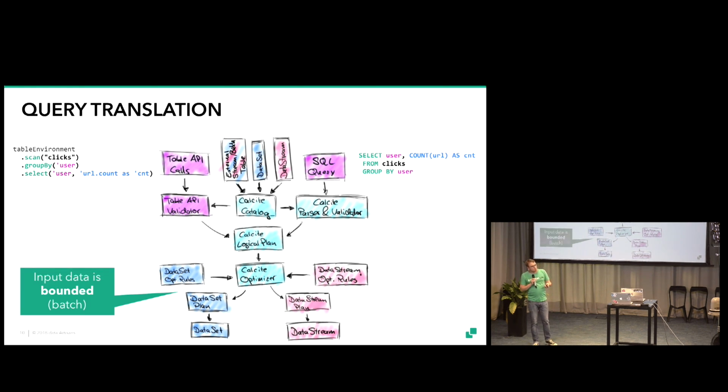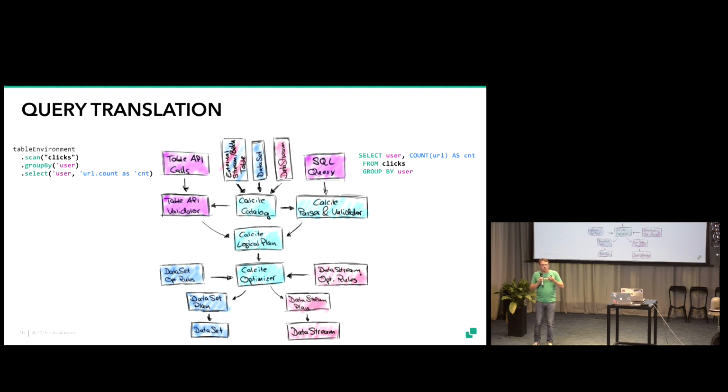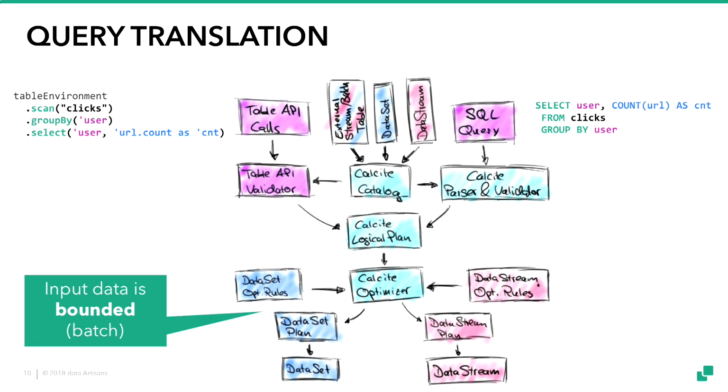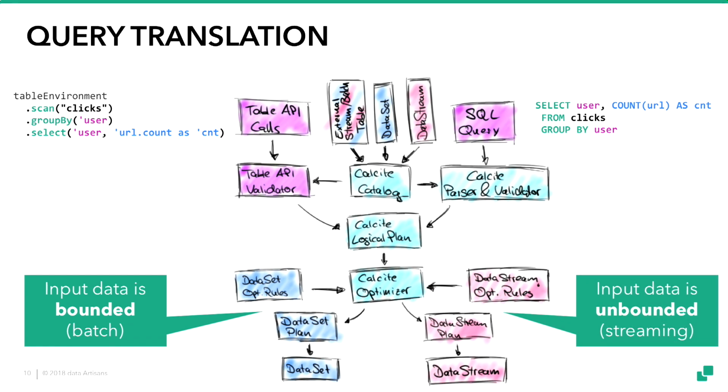And then the Calcite optimizer is applied to that, optimizes this query, and depending on whether it's static data, it goes into Flink's batch API, the DataSet API, or if it's streaming data, it goes into the DataStream API. So which translation path is chosen depends on whether the data is bounded or not.